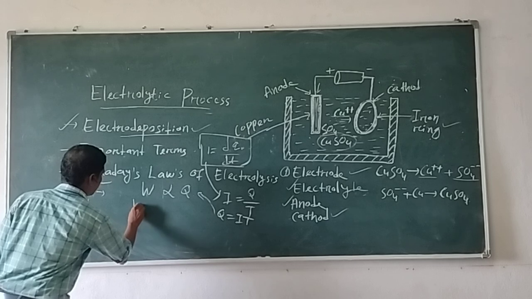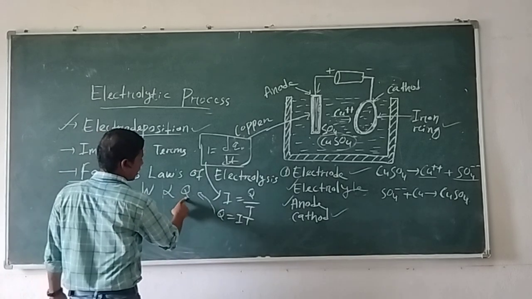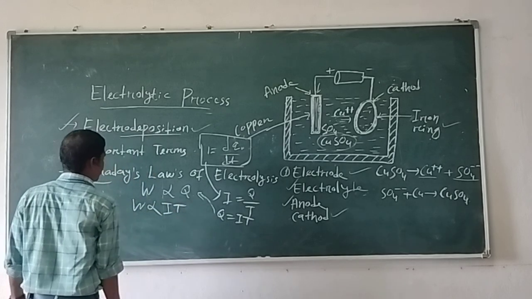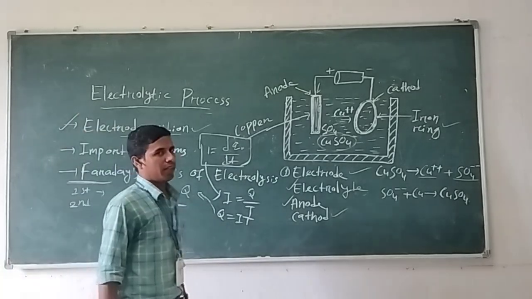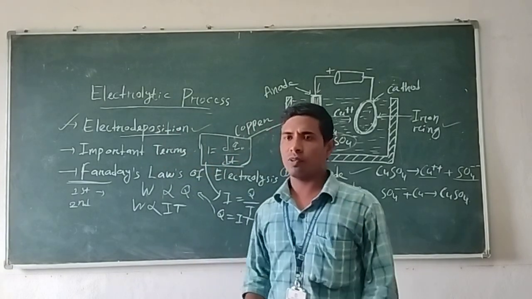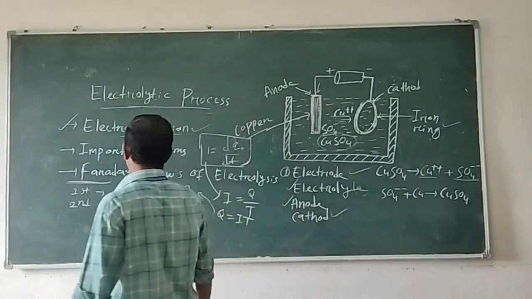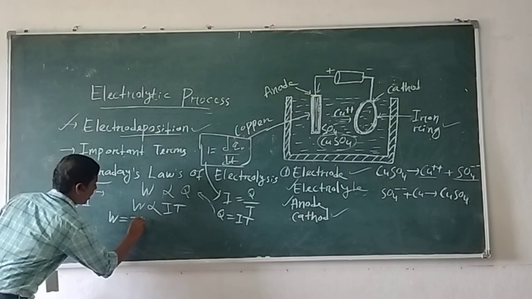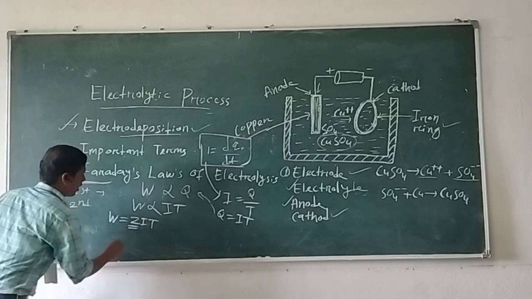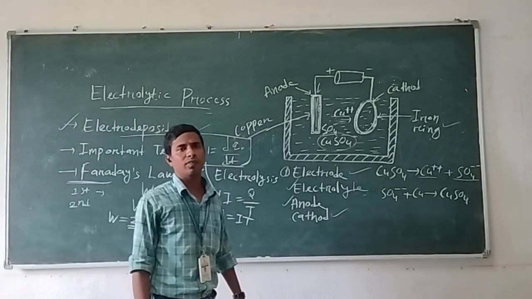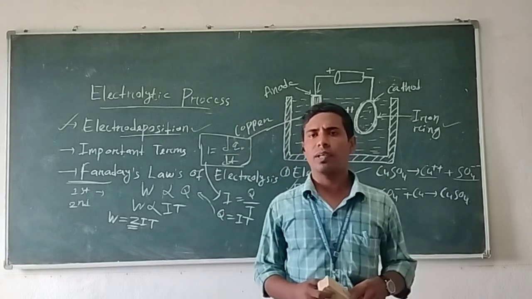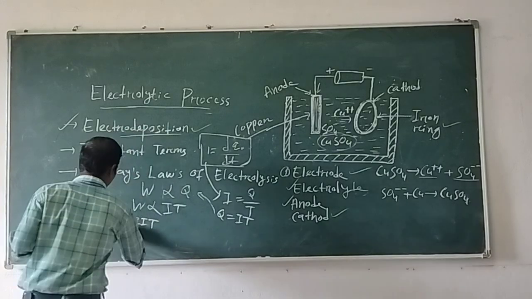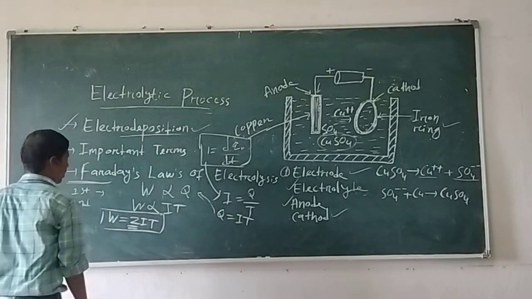As we know, in any proportional relation we can equate with a constant. Here the constant gives W equal to ZIT. This Z is the proportionality constant, known as the electrochemical equivalent, ECE, of the substance. W equal to ZIT, so in our numerical problems we can easily solve this.